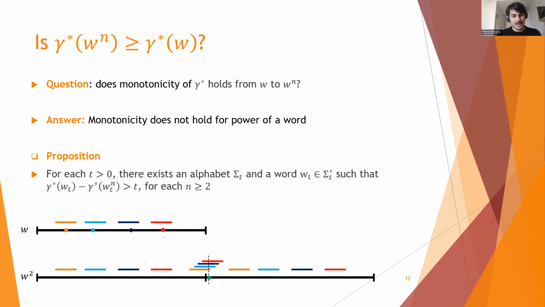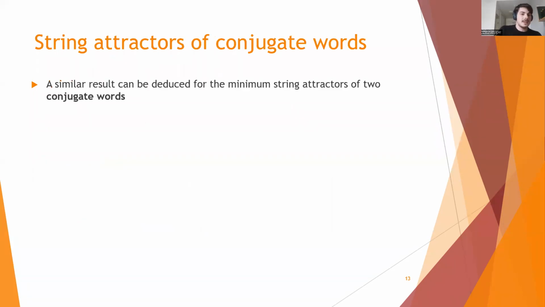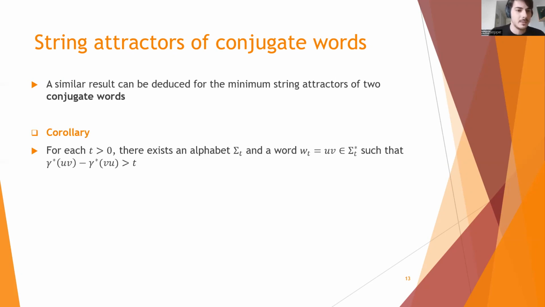So we can use just string attractor position in order to cover exactly these factors. And actually, using the same example, we obtained a similar result for the conjugate words. In fact, we proved that for each t there exists an alphabet and a word, which can be decomposed into subwords u and v, such that the small string attractor for uv minus the small string attractor for vu is greater than this t. And the idea is basically similar.